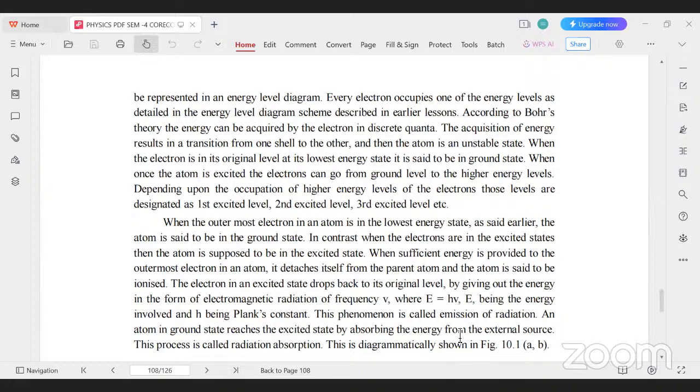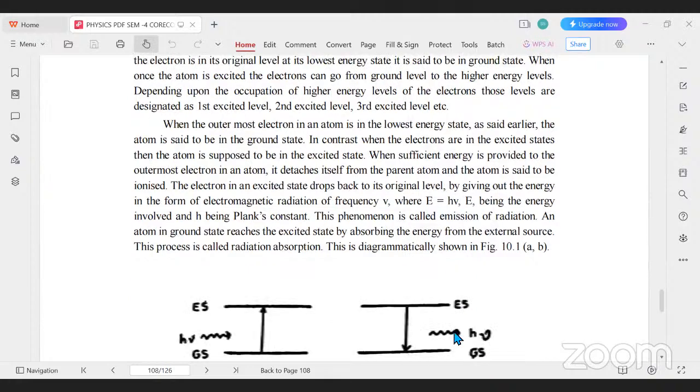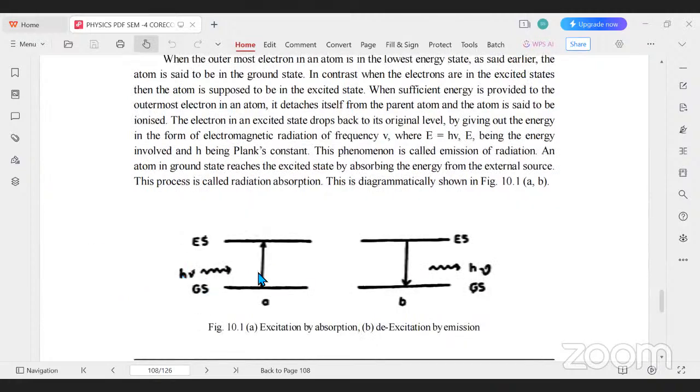An atom in the ground state reaches the excited state by absorbing energy from external sources. This is called radiation absorption. It is shown diagrammatically in the figure. Here we can see hv, E1 and E2: excitation by absorption, de-excitation by emission.